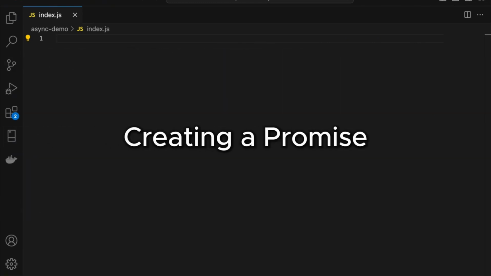So creating a promise. To create a promise, you can use the Promise constructor, which takes a function with two parameters, resolve and reject, and these parameters are functions used to indicate the completion of the asynchronous operation, either successfully, which would be the case when it resolves, or unsuccessfully, in the case when it rejects.